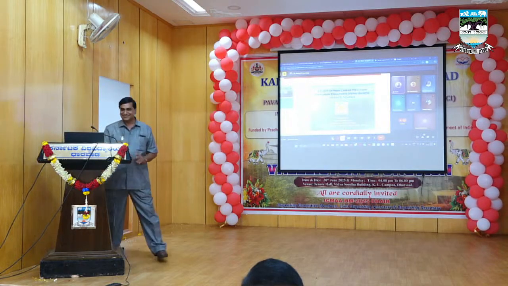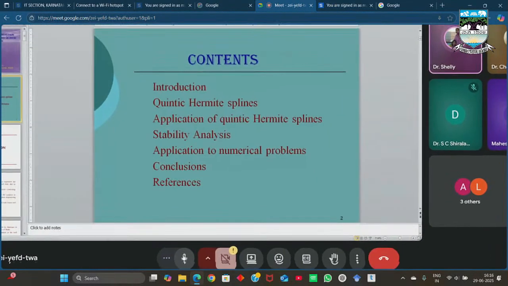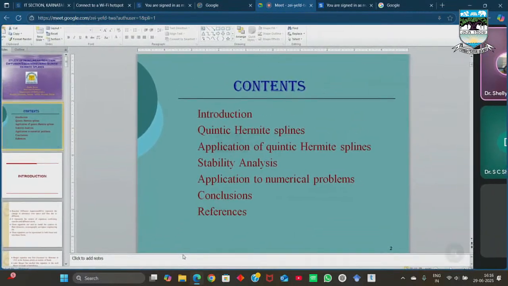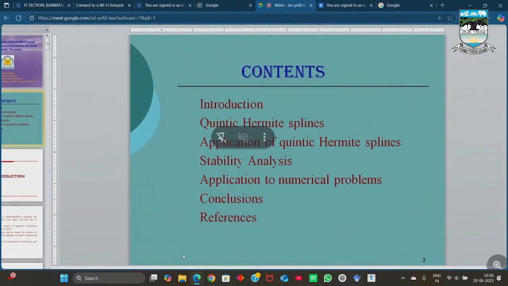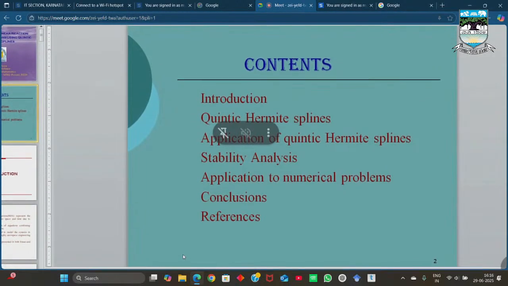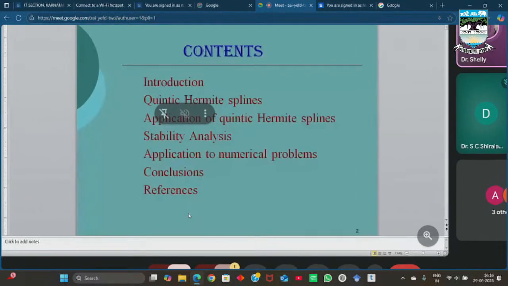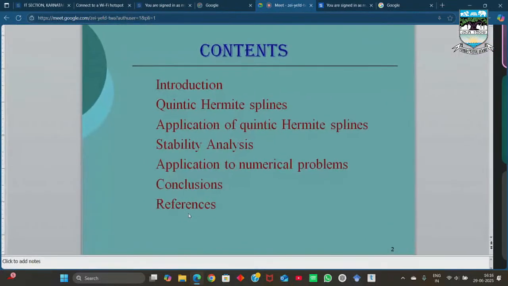First of all, I would like to thank Professor S.P. Sharala Shetty, who has invited me to deliver my talk. My topic is the study of nonlinear reaction diffusion equations using quintic Hermite splines. These are the main contents. I'll start with an introduction, then give a brief introduction of Hermite splines and their application, and then we will discuss the stability and convergence of these splines, and then move on to apply these Hermite splines on the reaction diffusion equations, and then I'll conclude my lecture.